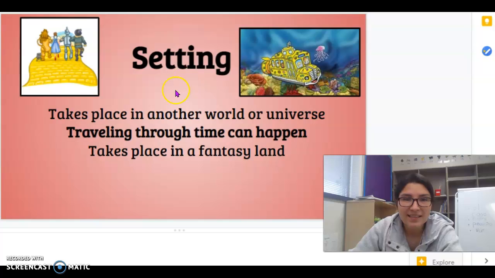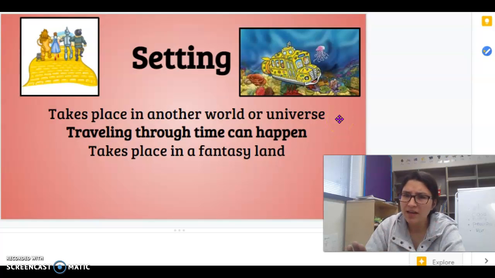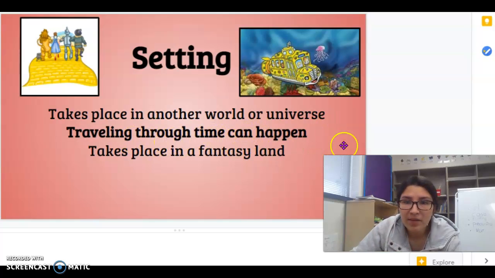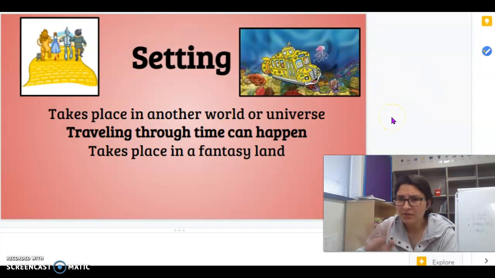Okay, setting. Setting takes place in another world or universe. This doesn't always happen, but for the most part, you might see a different universe because any of the things that are happening would not happen in today's world. Traveling through time can happen. In the story, the Magic School Bus, they travel through time. They do a lot of different things that just would not happen in today's world. It takes place in a fantasy land. So again, that doesn't always happen, but sometimes it does. For example, The Wizard of Oz. That's a fantasy land, okay?